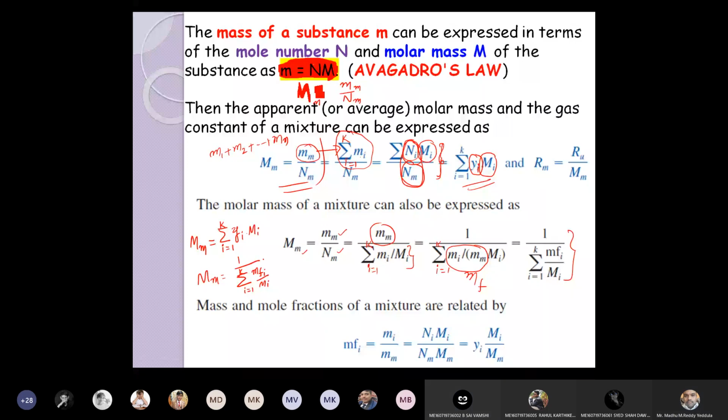Clear, sir? This one, mf or x? Mf or x, we can use x also. The other notation for mf is also x. Mf or x we can use.